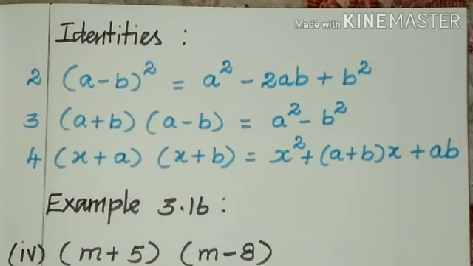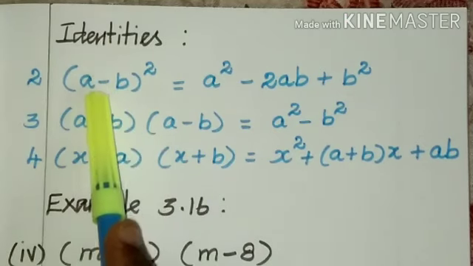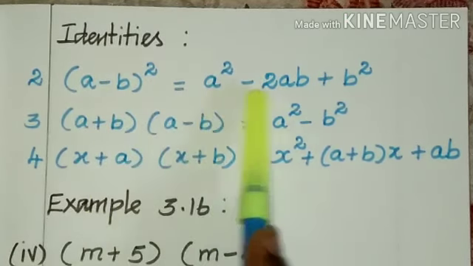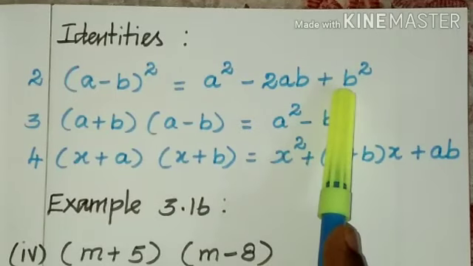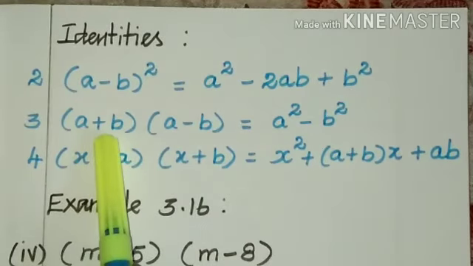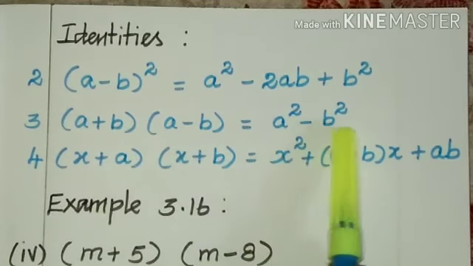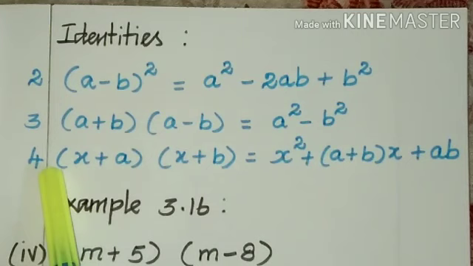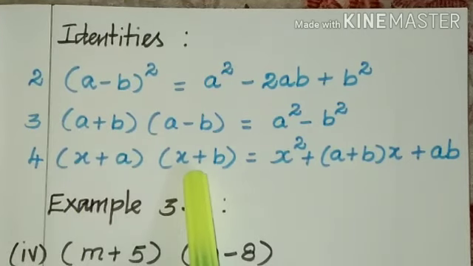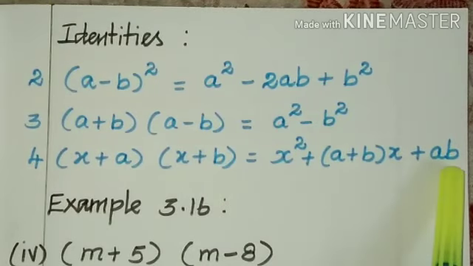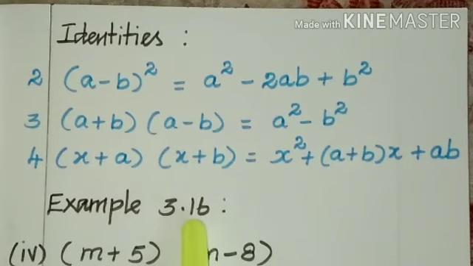Similarly, we can prove the following identities. Second one is a minus b the whole square equal to a square minus 2ab plus b square. Then the third one is a plus b into a minus b equal to a square minus b square. Then the last one is x plus a into x plus b equal to x square plus a plus b into x plus ab.